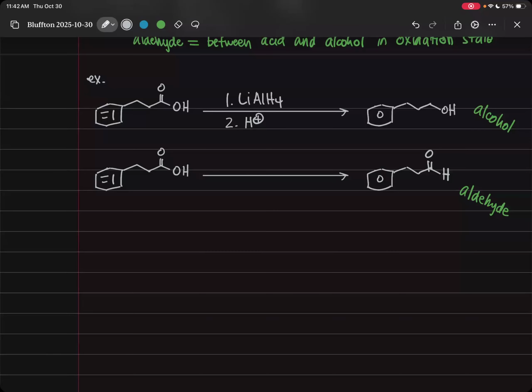So for this reaction, we need TMS chloride. You can just write that. You don't need to draw out the whole structure. I just want you to have seen it. And DIBAL-H.